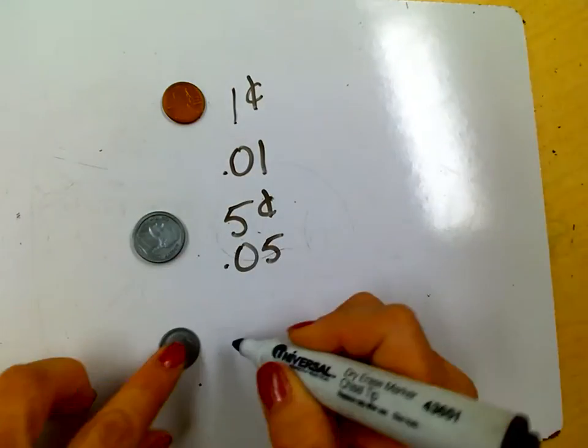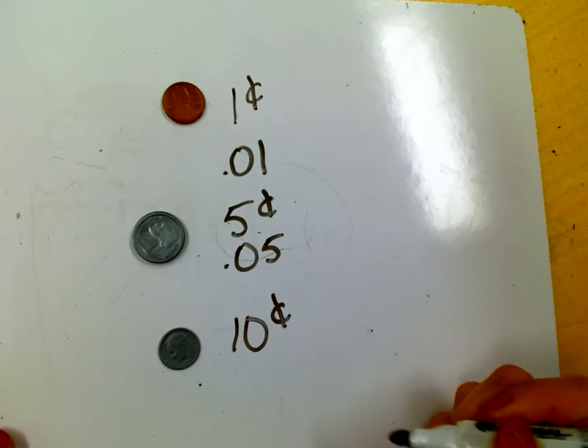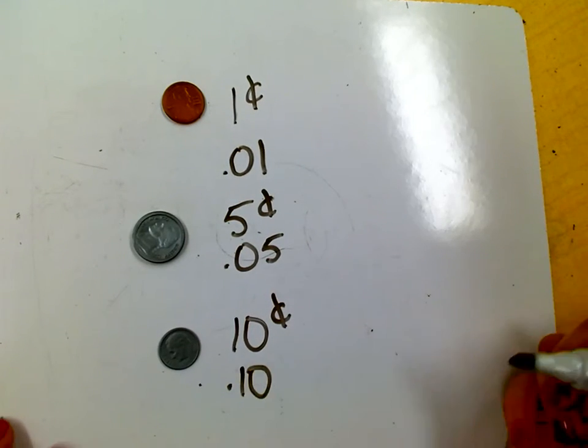And so when I write 10 cents, I can either write 10 with the cent sign, or I can write decimal point 10, and I know that that's 10 cents.